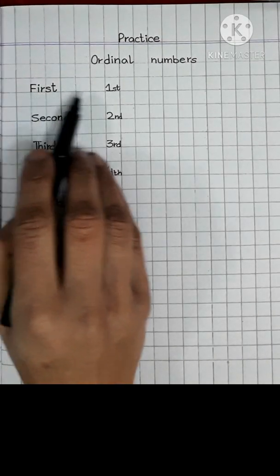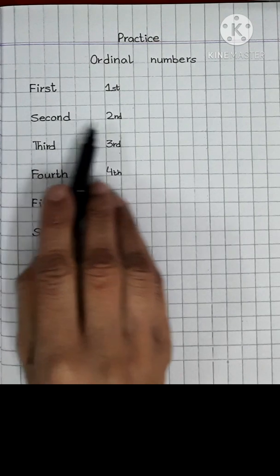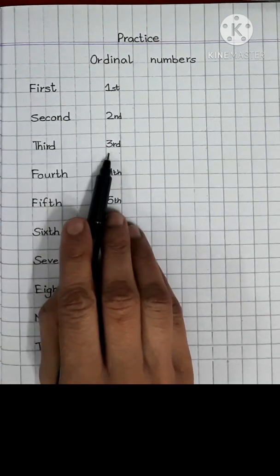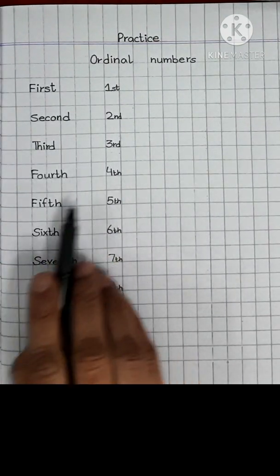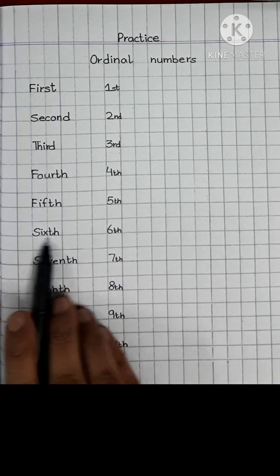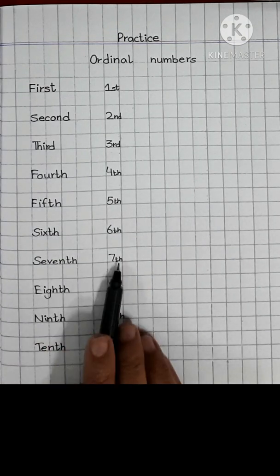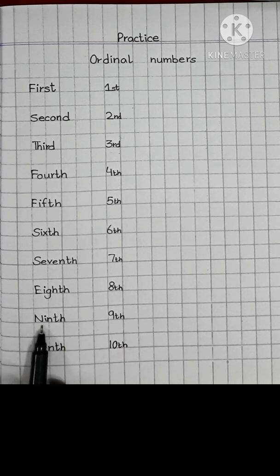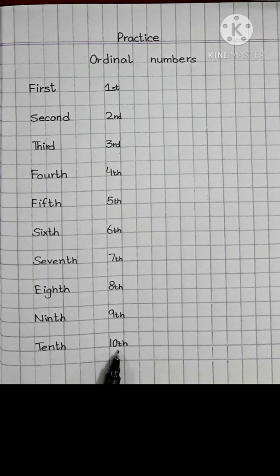Students, first, second, third, fourth, fifth, sixth, 7th, 8th, 9th, 10th. These are ordinal numbers.